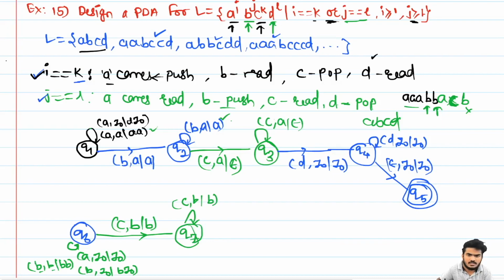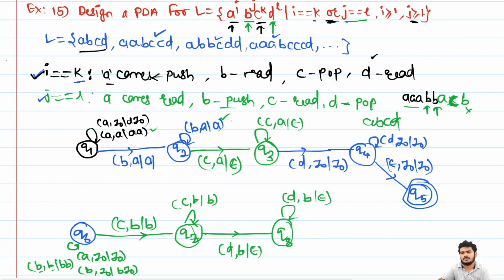And finally, if I get D, I have to pop each B with respect to each D. So I am getting D as input and B as the top of the stack. I have to pop, that is epsilon, and I move to the next state, that is qwait. In the qwait state, if I get more D's, and the top of the stack is B, I have to pop each B with respect to each D. And finally, if I am left with only epsilon, I will go to this state.